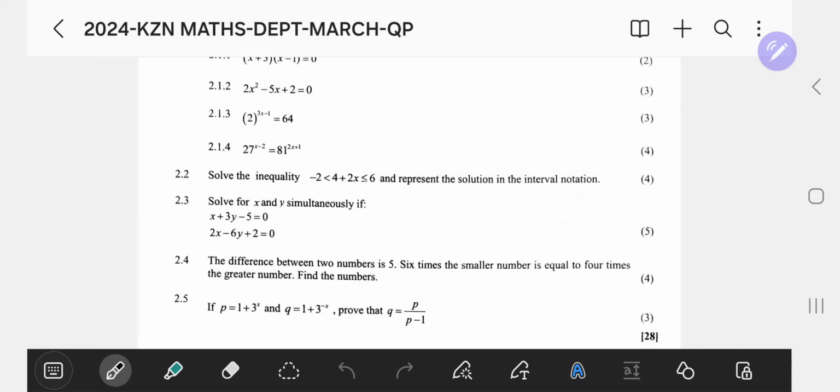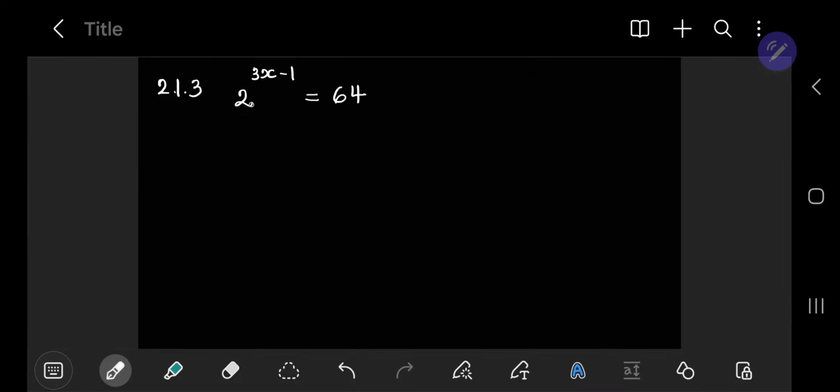Now, we're working with 2.1.3. We have 2 to the power 3x minus 1 is equal to 64. And here's another question where x is the exponent. So I said to you that when you have this type of question, your first step is to make sure that you get the bases as products of prime numbers. So let's do that. Now on the left, 2 is a prime number, so that's fine. That can stay as is.